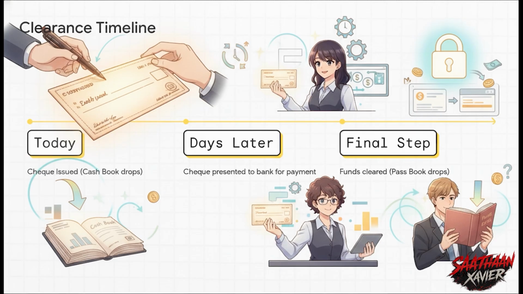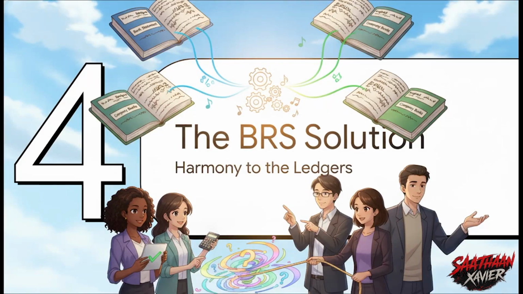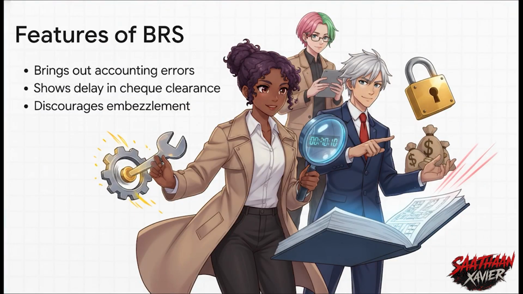Other timing differences include things like bank charges deducted directly by the bank or direct deposits from customers, which you only find out about after the fact. And that leads us to Section 4, the BRS solution, bringing harmony to the ledgers. So how exactly do we fix this mess and find the true position of our cash?